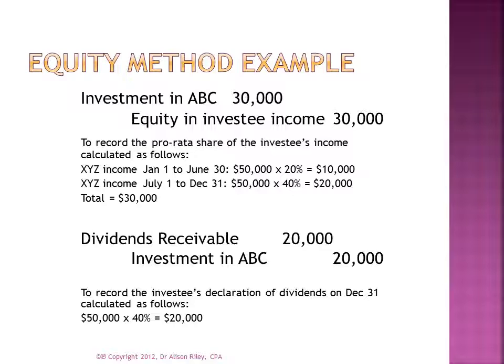The second journal entry shows how ABC reports its pro rata share of XYZ dividends. Since the declaration was made on December 31st, at which time ABC owned 40% of XYZ, ABC records its full 40% share of dividends in XYZ. At this point, you should have noticed that dividend payments of an investee whose investor is assumed to be able to exert significant influence are treated as a distribution of the investor's investment.